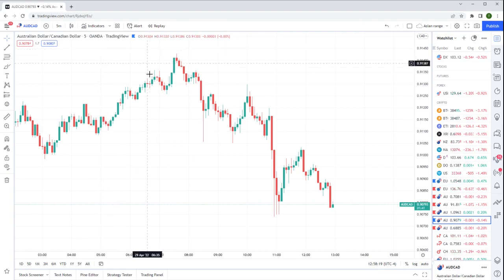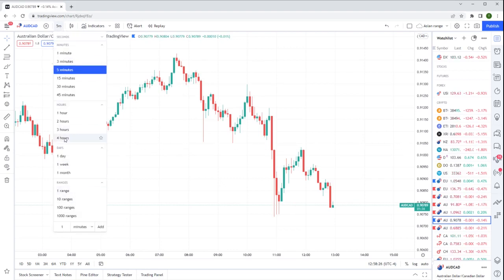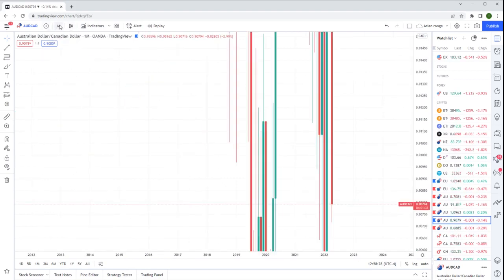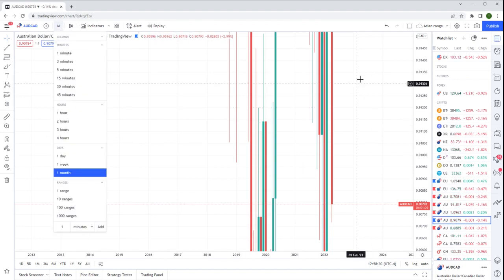Green candles mean it's going up. Red candles mean it was going down from where it started. You can use different time frames. You can go out to a month per candle. That means every one of those candles is a month.